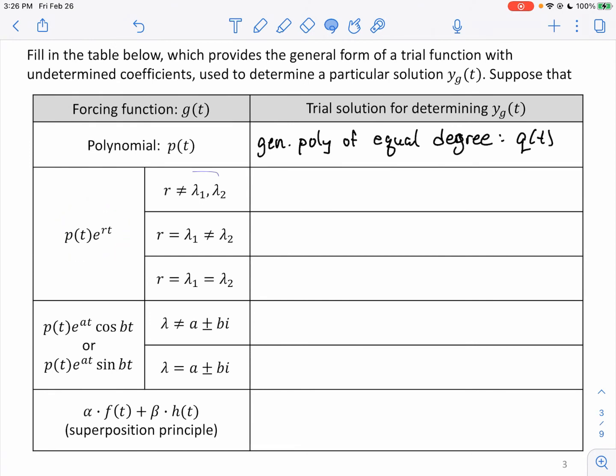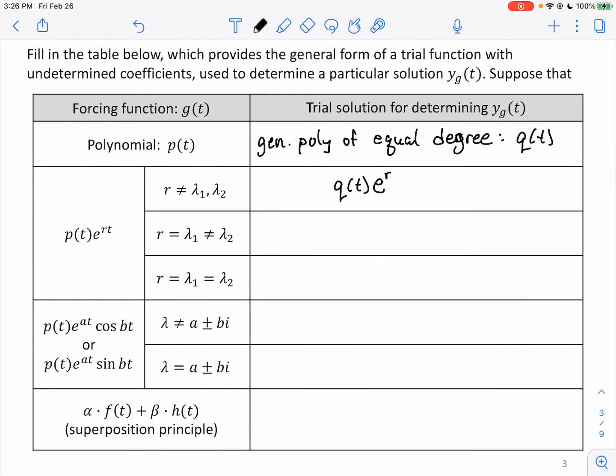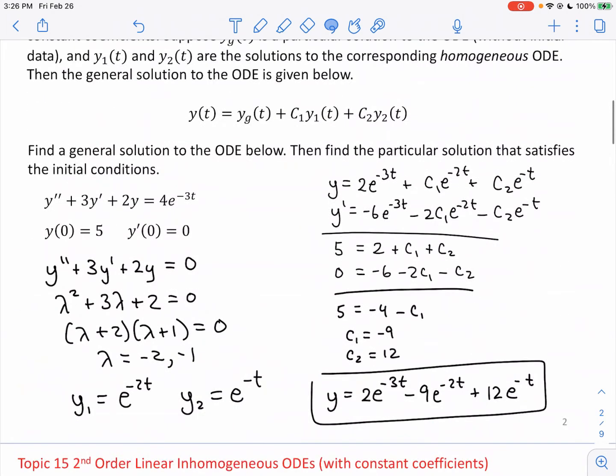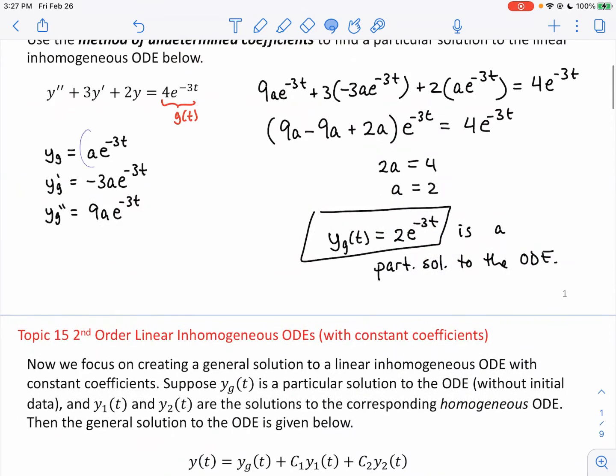Now, if r is not equal to either of the roots of the characteristic polynomial, then your general form is going to be a general polynomial of the same degree times e to the rt. This is the strategy we used in the last example. Let's examine what I mean by that. So our forcing function was a 0-degree polynomial, 4, times e to the -3t. So my guess was an arbitrary 0-degree polynomial, a, times the same exponential. So all I did is I made that polynomial become arbitrary but same degree. So the 4 became an a.